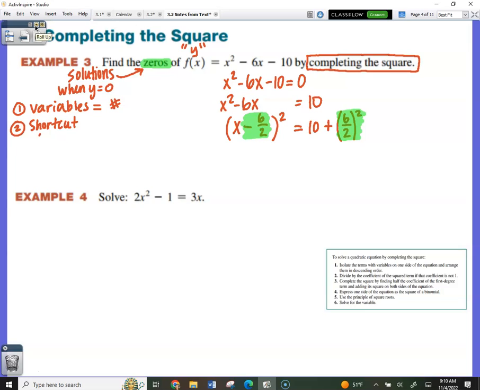So the shortcut is parentheses, x. Oh, we already had cookies. No, sorry, I'm sorry. He didn't have enough.